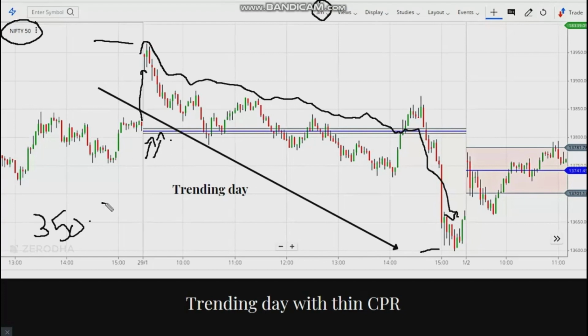Please understand, the less is the width of CPR, more so thinner CPR, you see a thinner CPR, then there is a high chance that it will be a trending day.